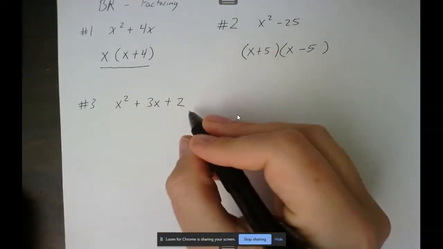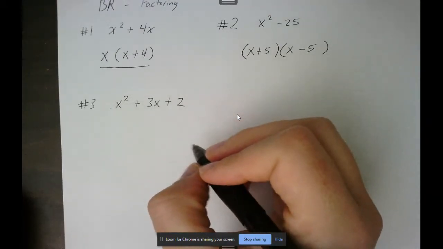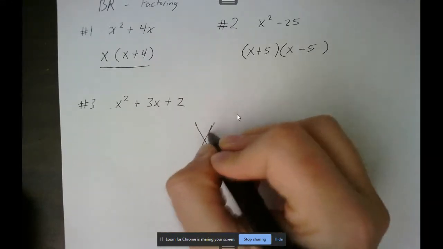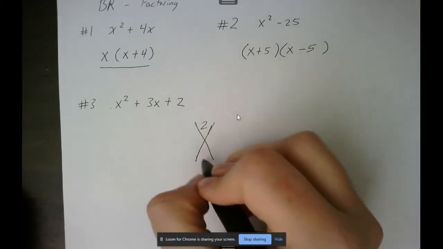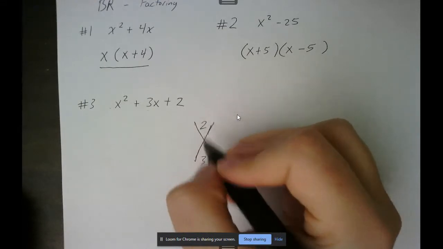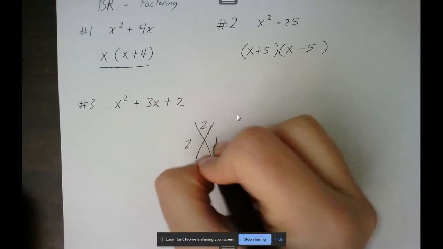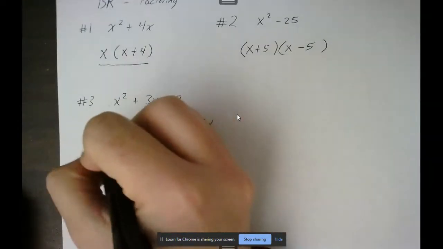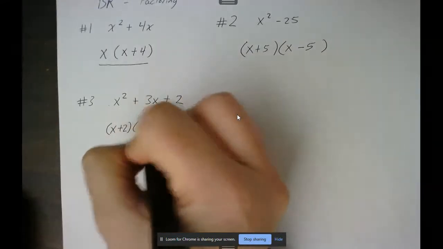We got a trinomial, right? Leading coefficient of 1. That ought to scream at you. No GCF. So we need to do what? Big X. Absolutely. Reminder, when you do big X, the last number, the C term, goes in the top, and the B number goes in the bottom, and we need to multiply to get 2 and add to get 3. 2 and 1. Perfect. Does it matter which one goes on which side? No. Not in the slightest. So that means we have X plus 2 and X plus 1.